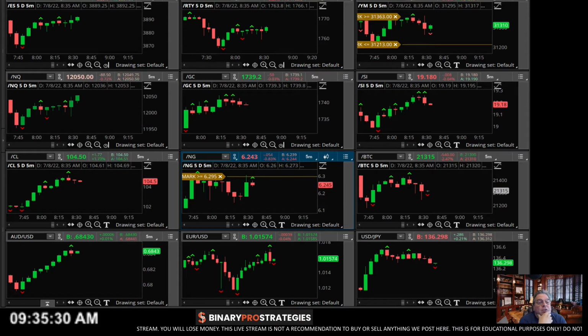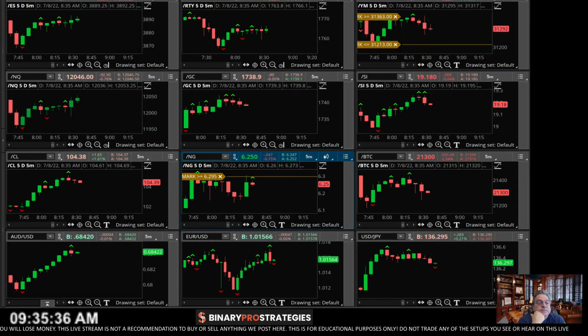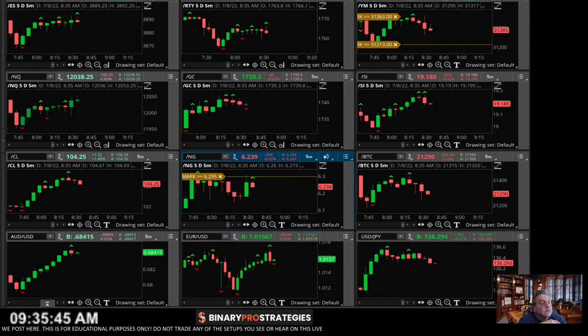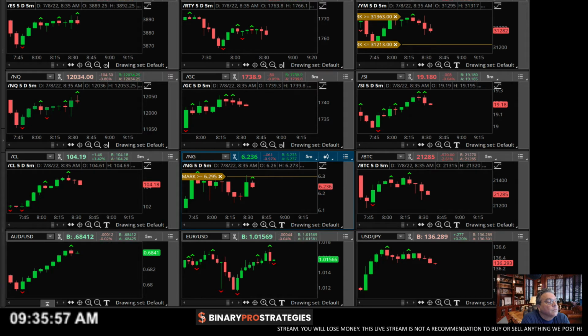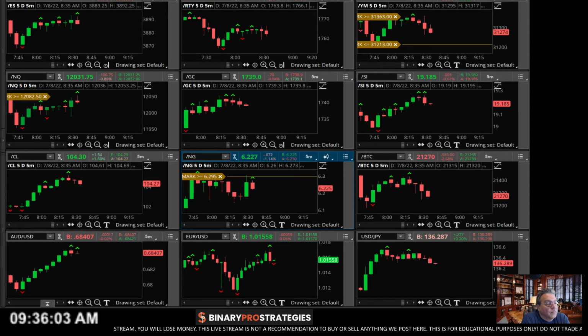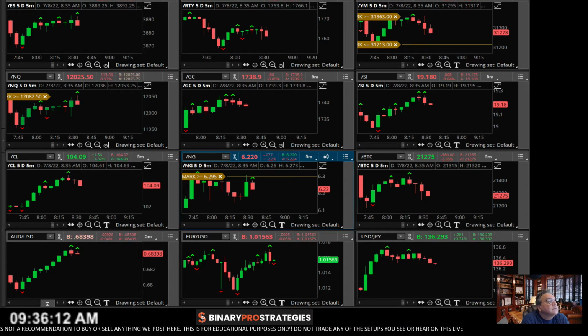Okay, NQ just went long. NQ, which is going to be your mini NASDAQ. Target on that is going to bring us up to 120.82.5. And if it doesn't hit target, that mini NASDAQ will reverse at 119.70.